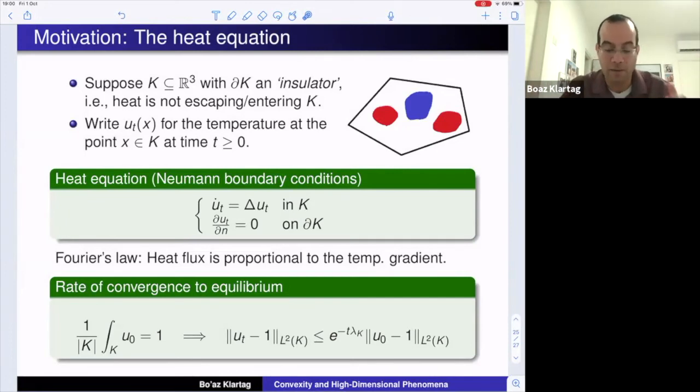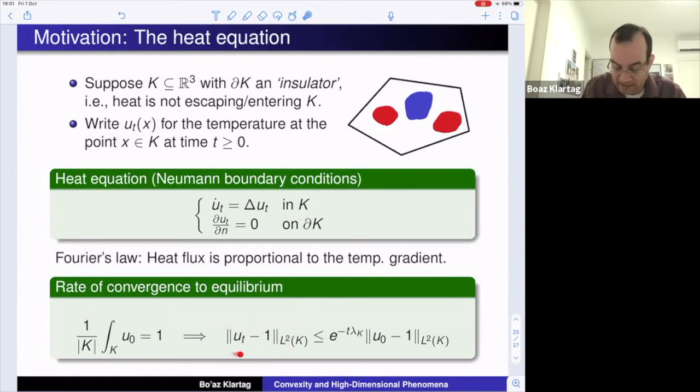So if you have this initial distribution of temperature and let time evolve, then the hot regions and the cold regions are getting mixed. And at the end, if you wait enough time, you're going to get a kind of uniform distribution on your domain, because heat is not escaping or entering. And you know that the total integral of the temperature is fixed. And now, by the spectral theorem, the spectral gap gives you the rate of this convergence. And you know that if the initial temperature had average 1, then also at time t, the temperature would have average 1.